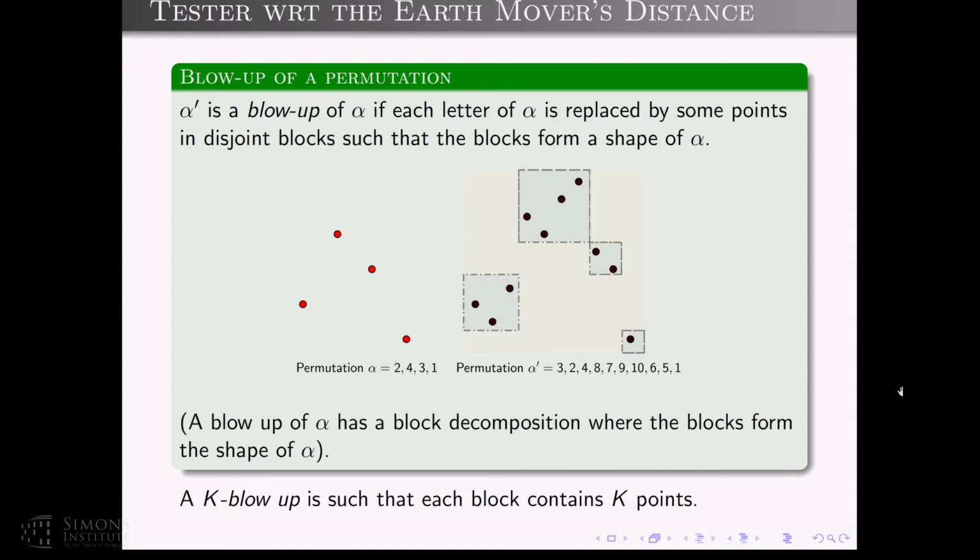We don't really care about the relative orders of the points within each block. The main idea is that the small permutation blows up into a collection of rectangles which form the same shape. This is also called a block decomposition, where the blocks form the shape of the original small permutation. A k-blow-up is such that each block contains exactly k points. So it's kind of an equal blowing up.